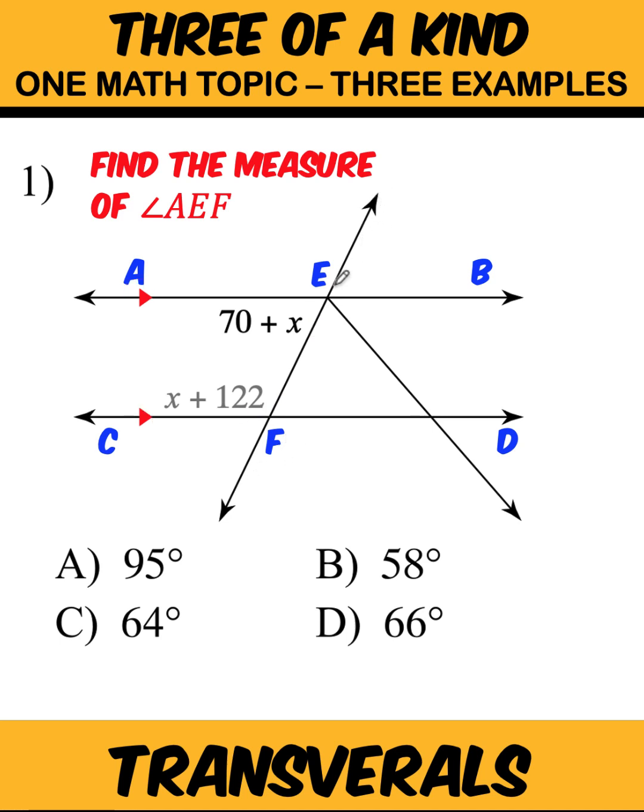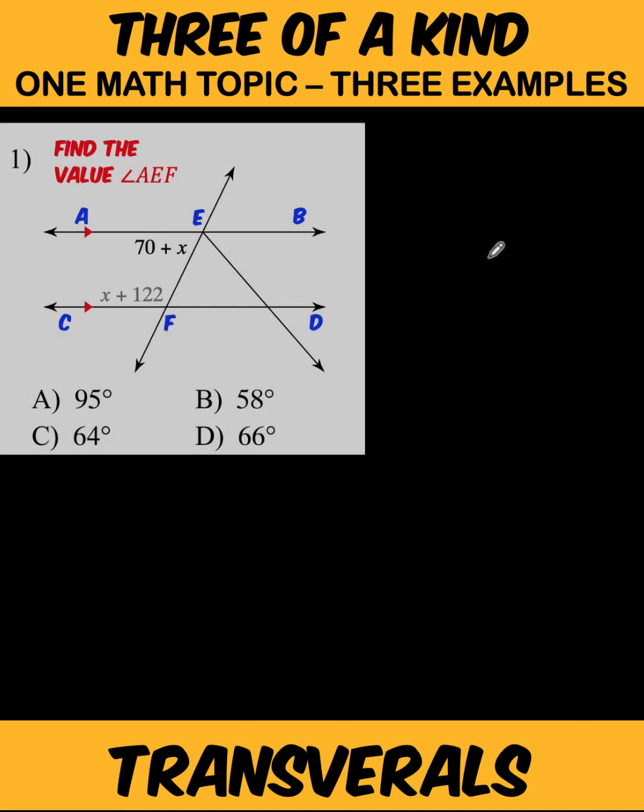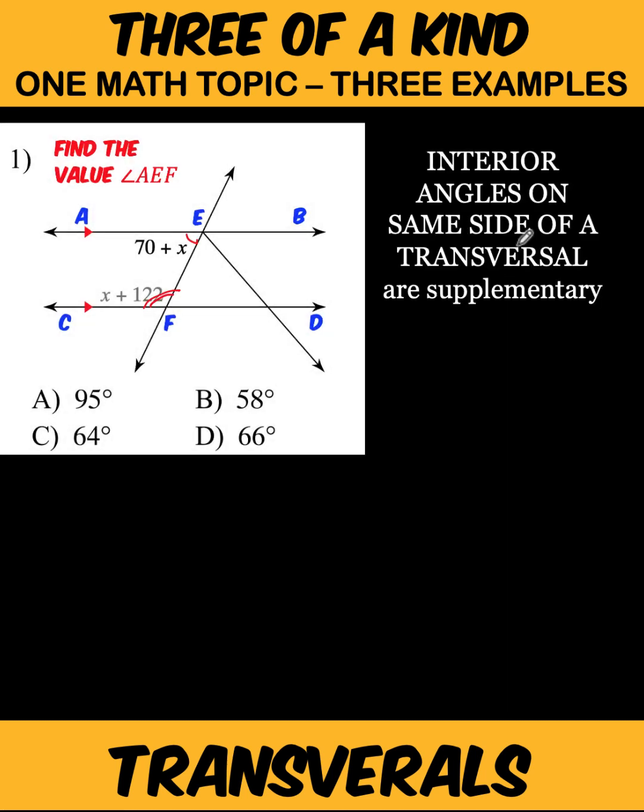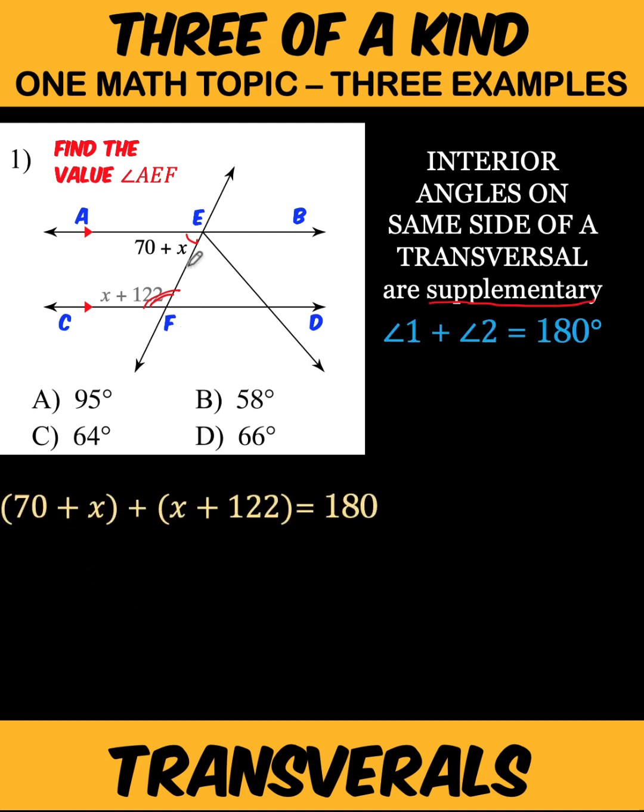With respect to the transversal EF, both given angles with a measure of 70 plus x and x plus 22 are at the left side of the transversal, and both of them are inside the two parallel lines. So we call these two angles interior angles on the same side of the transversal. And their relationship is that they are supplementary. So we can now form this equation. 70 plus x plus x plus 122 equals 180.